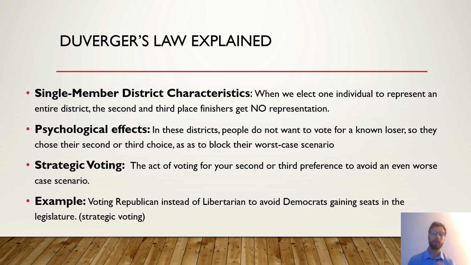So we would see then this third bullet point, strategic voting. This is where the act of voting for your second or third choice to avoid an even worse case scenario occurs. This is the final end result of the questioning provided in Duverger's law. So the example is what I just provided previously. You would vote Republican instead of Libertarian to avoid a Democrat gaining seats in the legislature. That would be your example of strategic voting. Or you would vote Democrat instead of Libertarian or Green Party to avoid Republicans gaining seats.